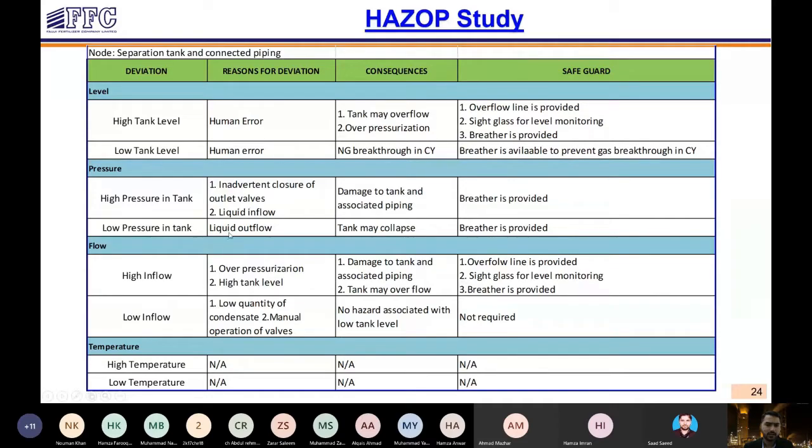Similarly, low pressure in the tank can only happen if the tank is closed and a vacuum is created inside the tank due to condensation of the carried-forward gas condensate. For that reason also a breather is available so that air can be taken in. With respect to flow, an overflow line is provided to mitigate the contingency of high inflow, and with low flow there is no such hazard associated, so no safeguard is needed. Temperature is not an issue because the condensate travels at ambient conditions, so we don't have any hazard associated with high temperature.